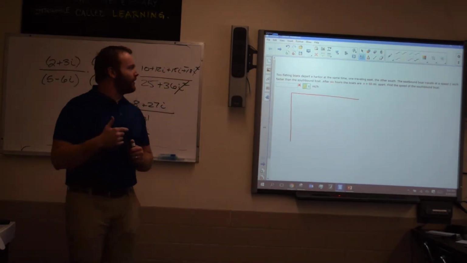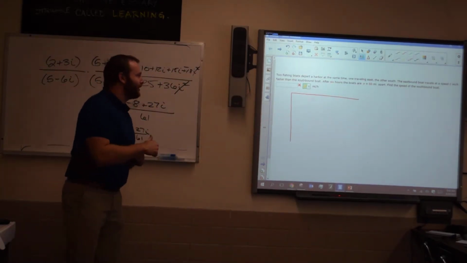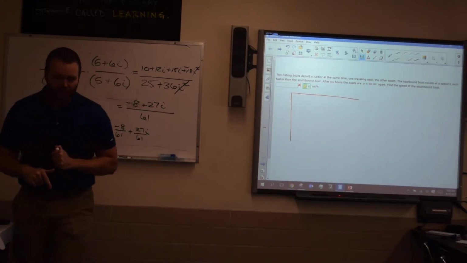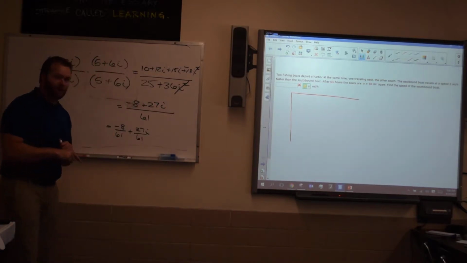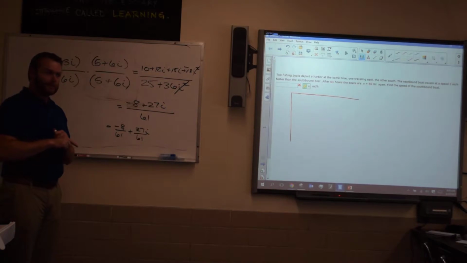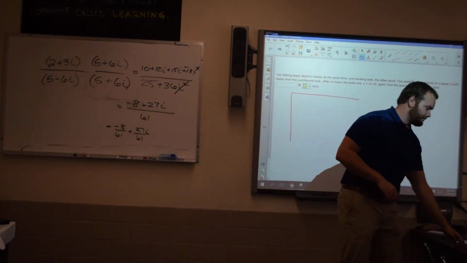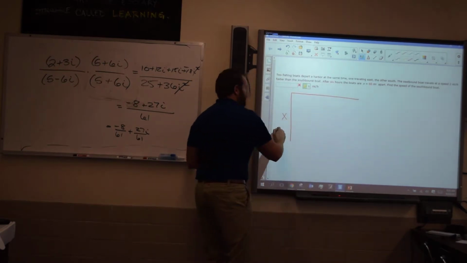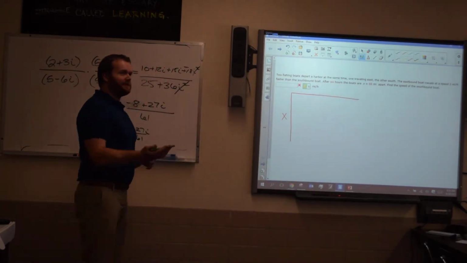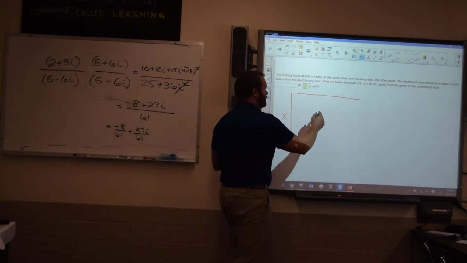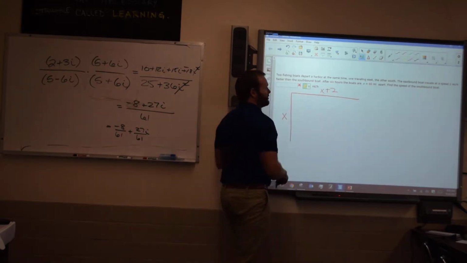It says the eastbound boat travels at a speed of 2 miles an hour faster than the southbound boat. Do we know how fast the southbound boat travels? No, they don't tell us that. So if they don't tell us that, what should we let it be? Let it be x. Then the eastbound is going to be 2 more than that, so x plus 2, right?